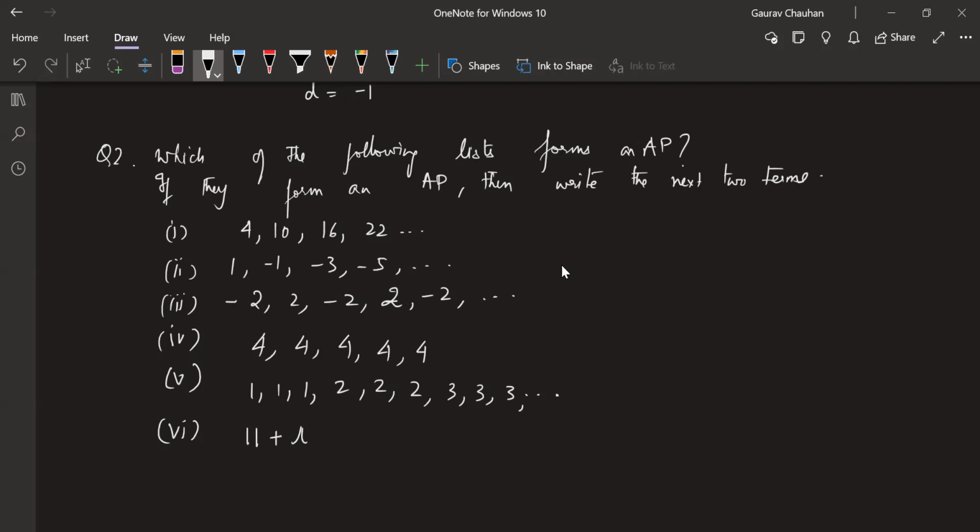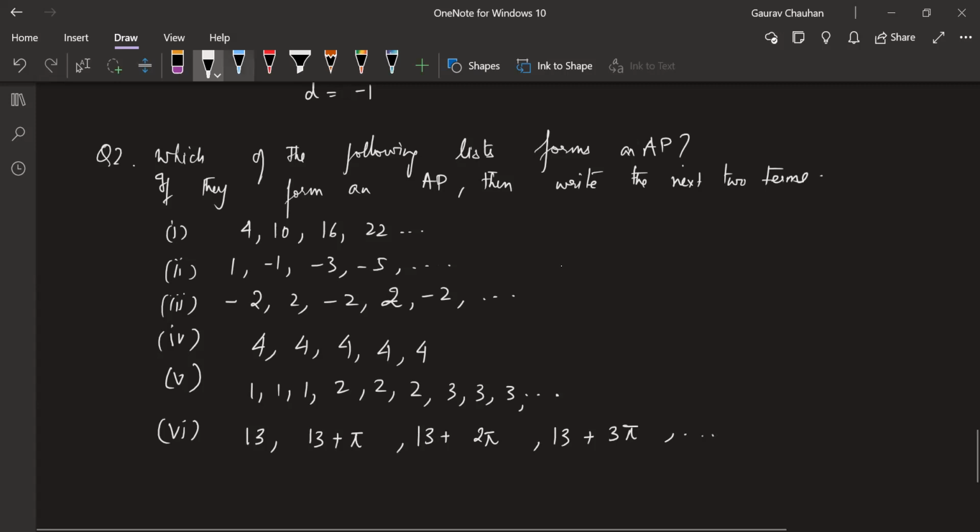11 plus pi. Actually, start with 11 only. 11 plus... it's confusing. No, it looks like pi also. It's like 13. Right, 13 plus pi. 13 plus 2 pi. 13 plus 3 pi, and so on.